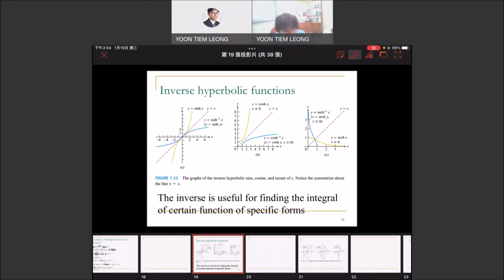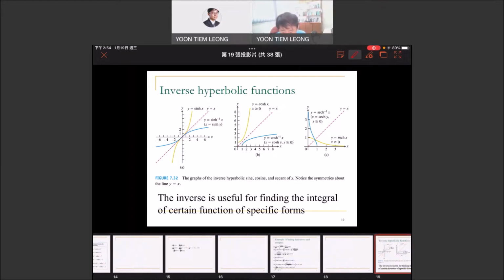The one we want to see is the hyperbolic sine function. I think it is given by the blue line here. This blue line, which is written as x equals hyperbolic sine y, is actually the reflection of the hyperbolic sine function of x.